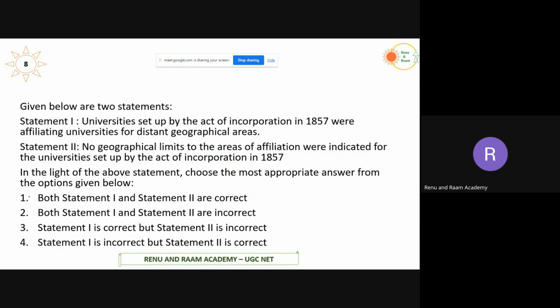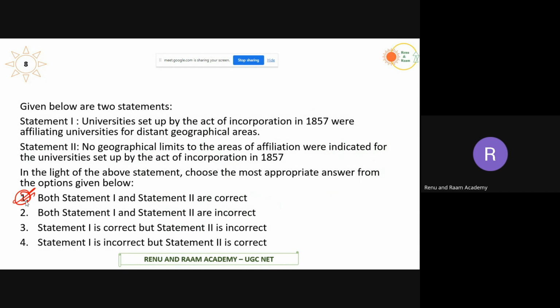Okay, both 1 and 2 are right. So let me just give you what happened. In 1857, when the Universities of Bombay, Calcutta and Madras came, they were modeled after the University of London, and they affiliated most of the colleges. In fact, there were nearly 20 colleges working in India during that time. Most of these colleges prepared the students for the Indian civil service examinations under the British government. So these three universities affiliated those 20 colleges.